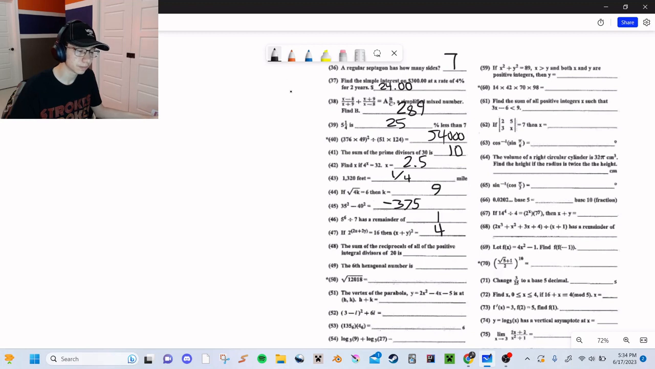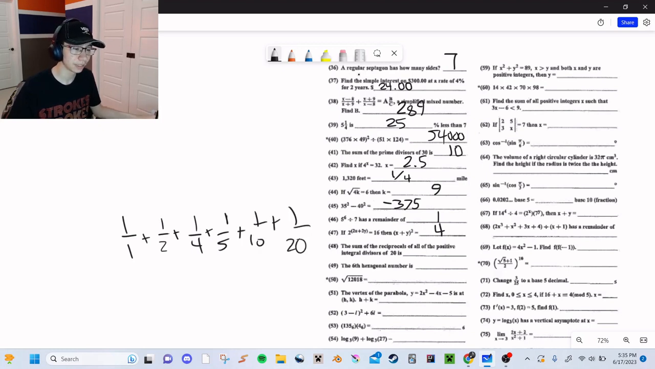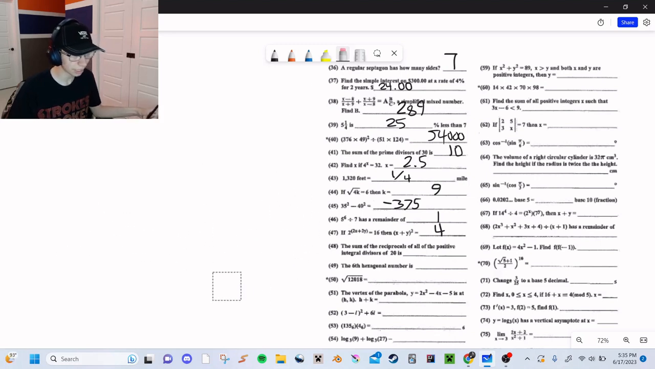Okay, so number 48: the sum of the reciprocals of all the positive integral divisors of 20 is. That sounds like a nasty question. That would be adding 1 over 1 plus 1 over 2 plus 1 over 4 plus 1 over 5 plus 1 over 10 plus 1 over 20. I can't do that much fraction adding. It takes too much brain power. There's got to be an easier way, and there is.